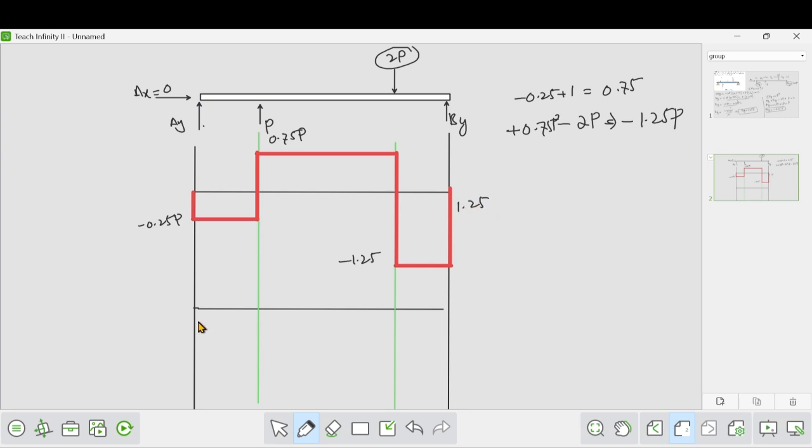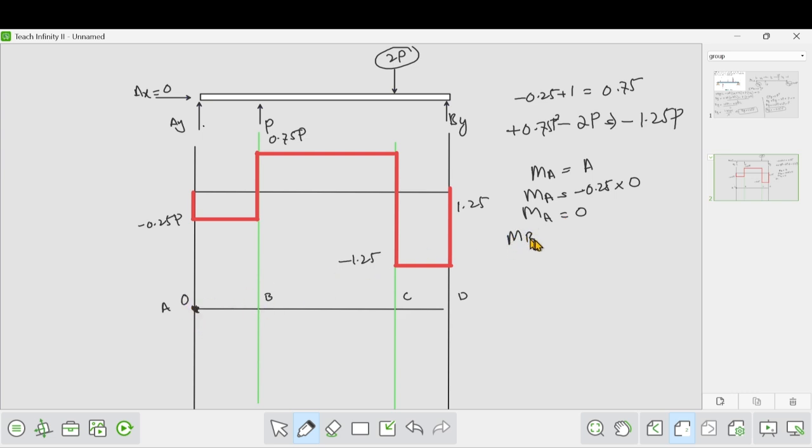Now I will draw a bending moment diagram. So for the bending moment diagram we will find moment at point A. Let's say this is A, this is B, this is C, and this is D. So moment at point A will equal the area, and there will be no area. Height is negative 0.25 multiplied by length 0, so MA is equal to 0.